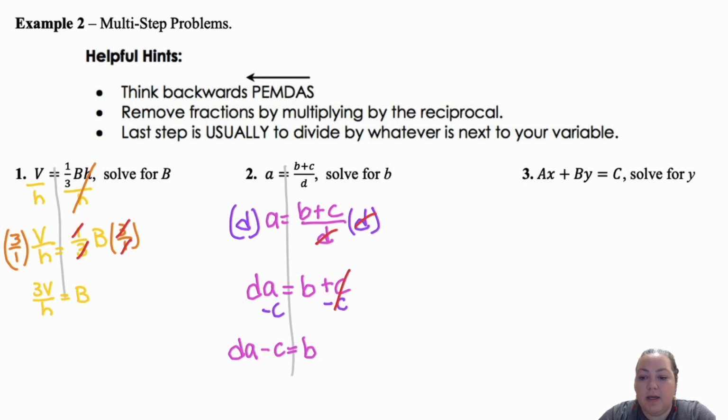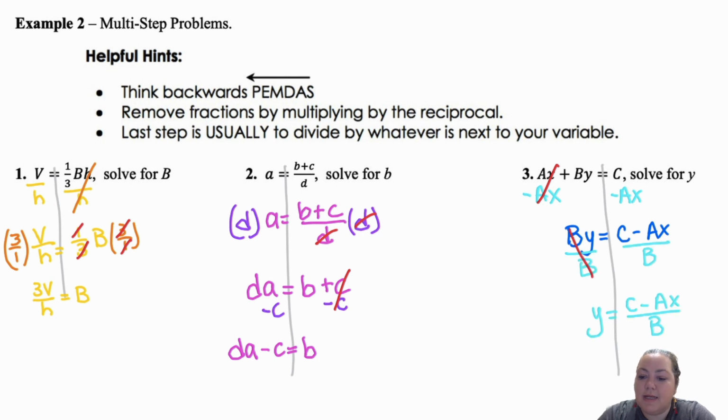AX plus BY equals C. Solve for Y. I'm going to move the AX over. I get BY equals C minus AX. And then I want to divide everything by B. I get Y equals C minus AX divided by B.